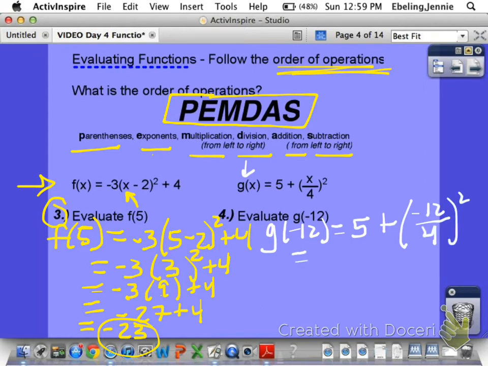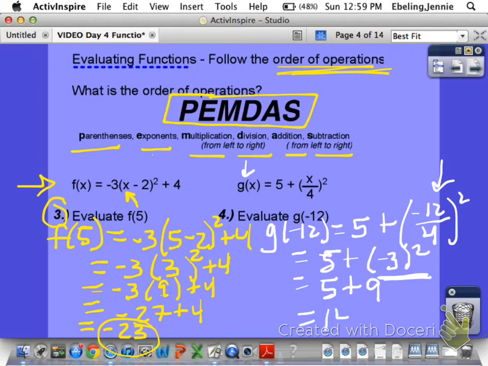Now, order of operations says parentheses. So I have this 5, plus negative 12 divided by 4, that's going to have to go first, so I have negative 3 squared. Now I need to do exponents, so I still have that 5 plus there. Negative 3 squared means negative 3 times negative 3, which is a positive 9, and add that up, and I have 14.